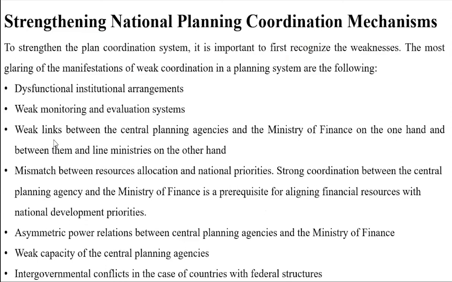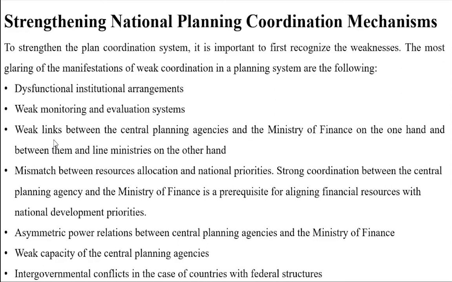Second, there are weak monitoring and evaluation systems. Third, the weak links between the Central Planning Agency and the Minister of Finance on the one hand, and between them and line ministers on the other hand, is a major challenge. Fourth, there is a mismatch between resource allocation and national priorities. Strong coordination between the Central Planning Agency and the Minister of Finance is a prerequisite for aligning financial resources with national development priorities, and this fact must be recognized.